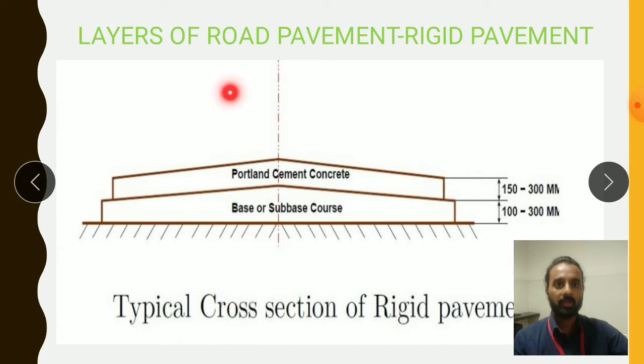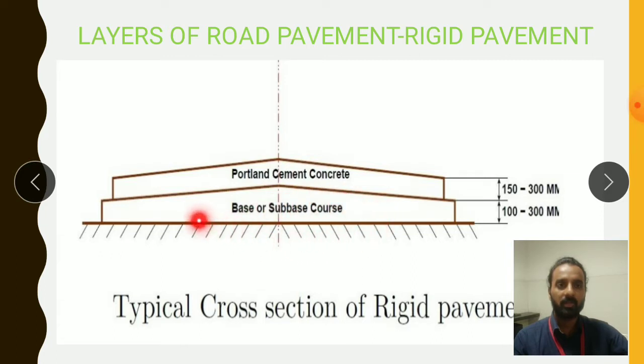Now the concept of layers of rigid pavement. Here we can see the cross section of the rigid pavement. First is the PCC, whose thickness ranges from 150 to 300 mm. Second is the base or sub-base course directly. There are two layers in the rigid pavement, and it is called a rigid pavement.